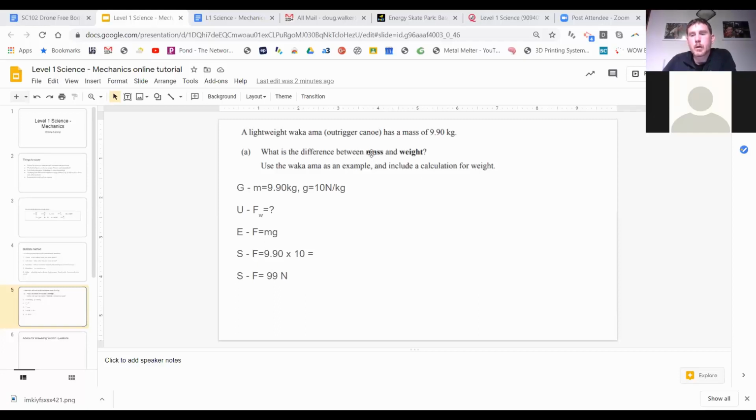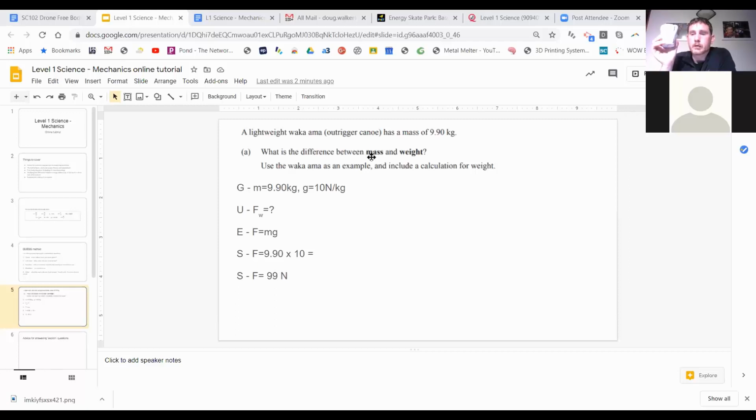Mass is the amount of matter that makes something up. And so my coffee cup has a certain amount of matter, a certain number of atoms, if you like, that make it up. And that is what represents the mass. So the mass is the amount of matter, and that's measured in kilograms.